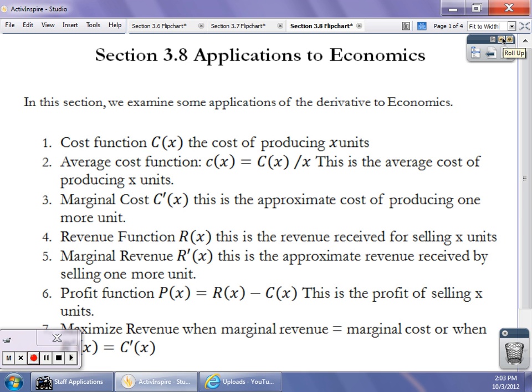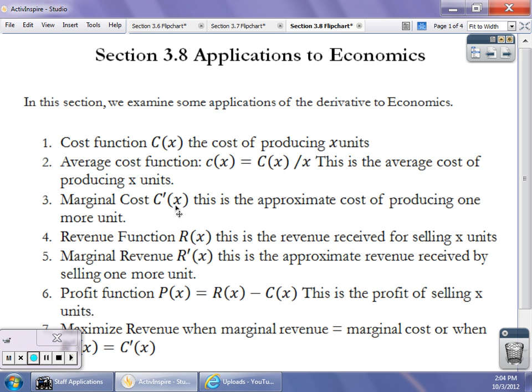How do we maximize our profit? How many iPads should we produce, or how many iPhones should we produce, to maximize our profit? So the cost function is given to you as C of x. The average cost function is the cost function divided by how many you're producing. So if you're producing 10 T-shirts, and your total cost of producing those 10 T-shirts is $80, then obviously your average is going to be $8 per shirt.